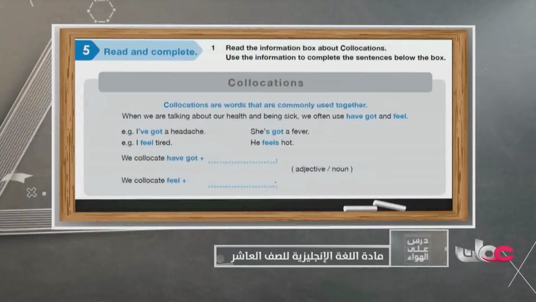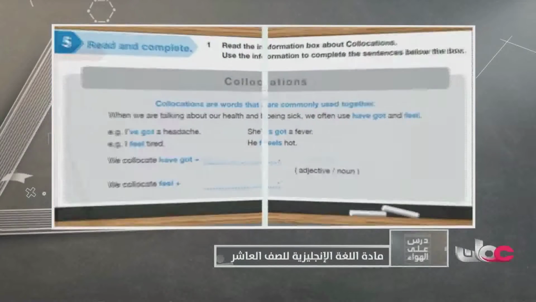Now, when we collocate have got, what comes after have got? Look at the two examples with have got. I have got a headache and I have got a fever. Do we have adjectives or nouns? Headache and fever. These are nouns. Okay, and also with feel. I feel tired and he feels hot. So tired and hot are what? Adjectives. So after have got we should write nouns, and after feel we should write adjectives.